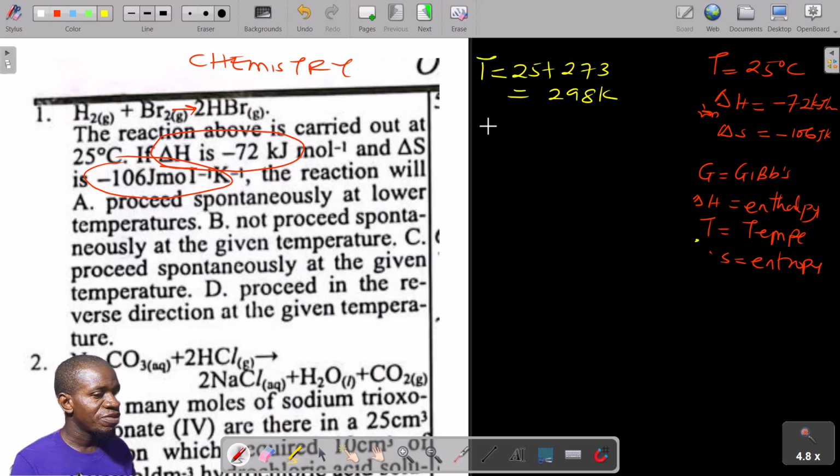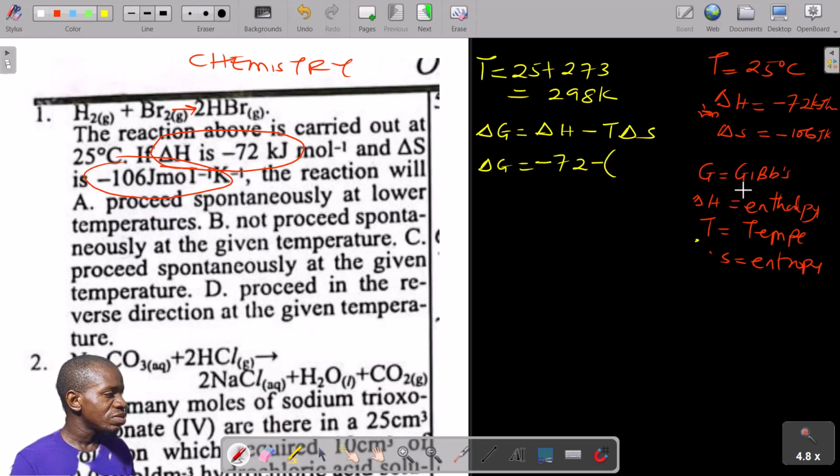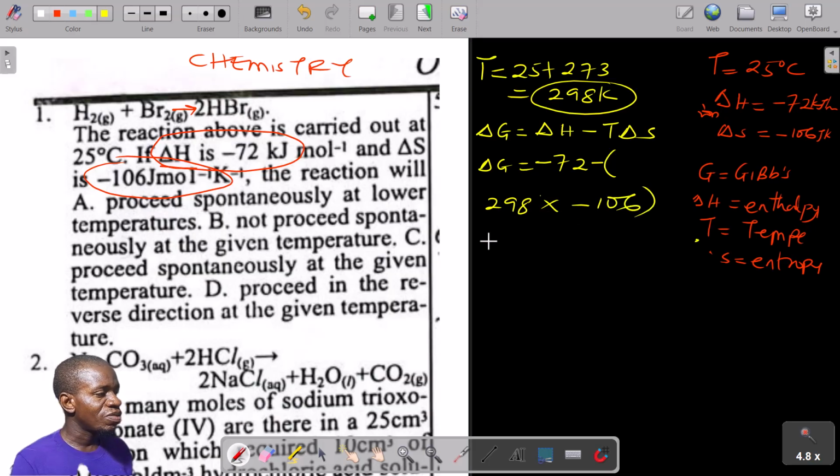The next thing I'm going to do is apply this formula. Delta G equals, remember the formula, delta H minus T delta S. What is my delta H? My delta H is minus 72. I'll write minus 72 here, minus brackets. What is my T? My T is 298, times my delta S, which is minus 106. I'll close my brackets. When these two multiply each other, they give minus, and minus times the minus outside will automatically give plus.